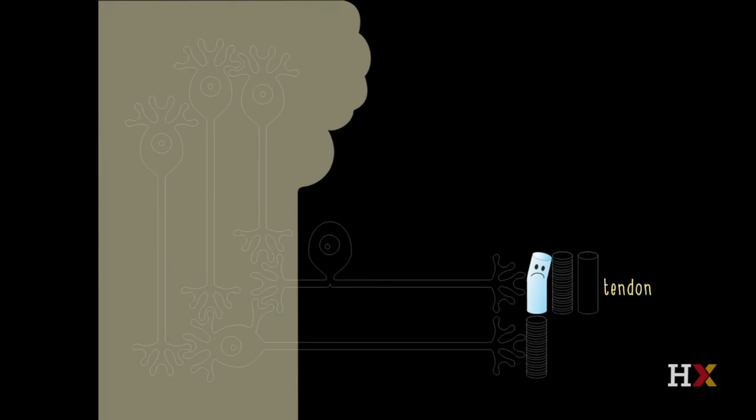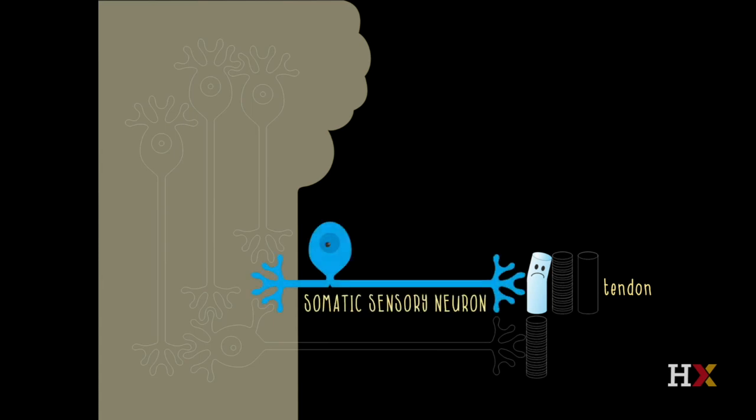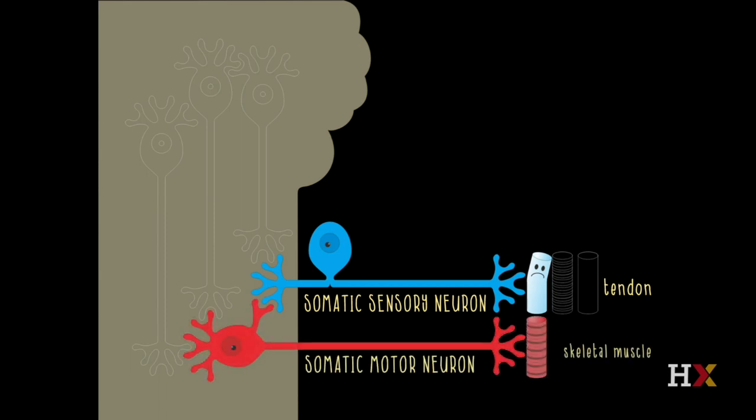So again, stretch sensation conveyed from the tendon through the somatic sensory neuron into the central nervous system. Impulse travels back through a somatic motor neuron to the skeletal muscle. Contraction occurs, and the reflex is tested. This is an important principle in physical examination because simply by tapping on that tendon with a small rubber hammer, activating stretch receptors in the tendon, and noticing whether or not the muscle contracts gives you a lot of information.